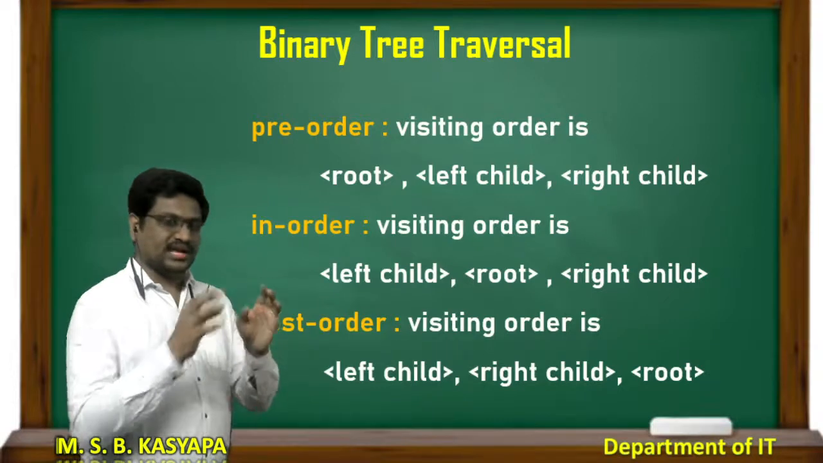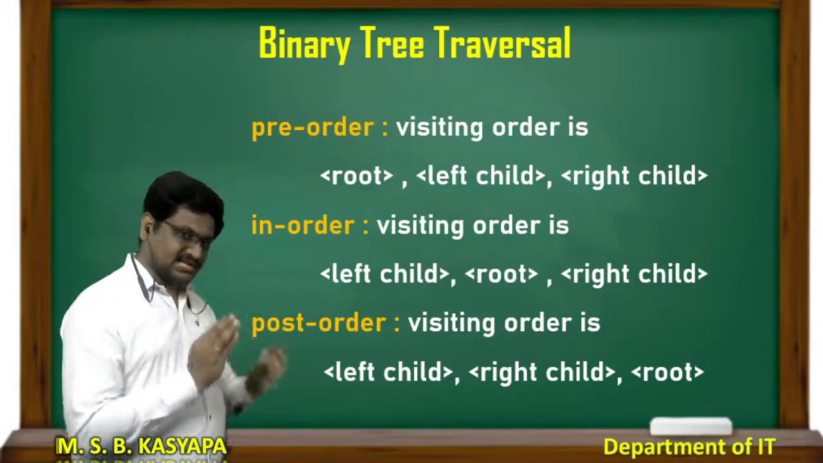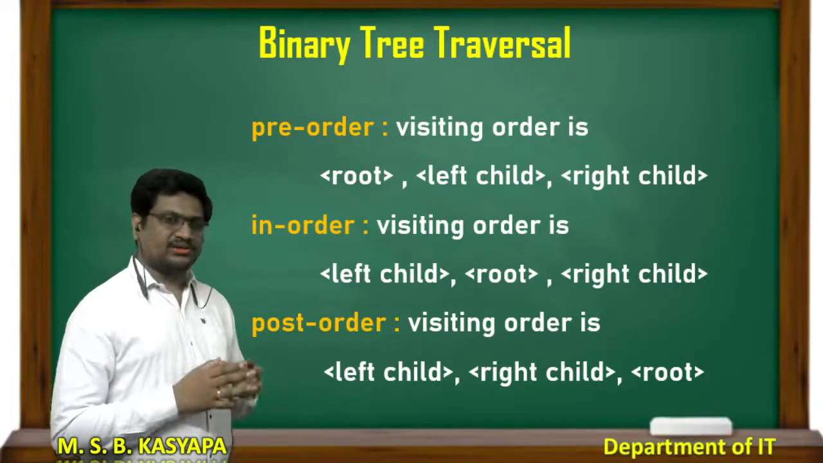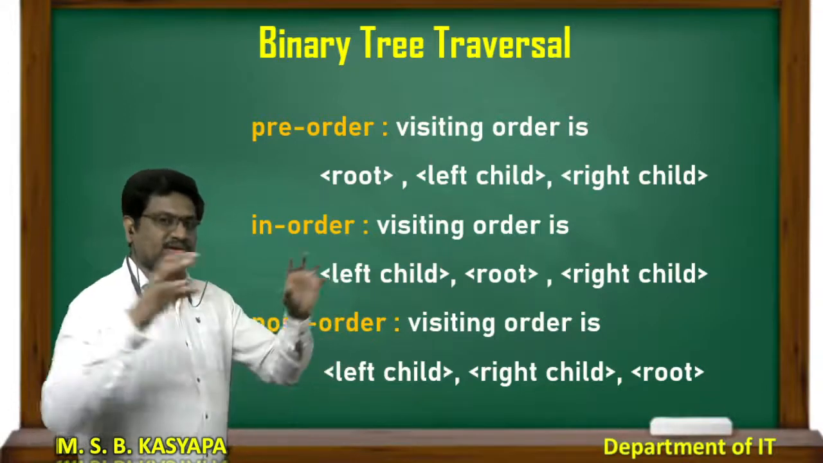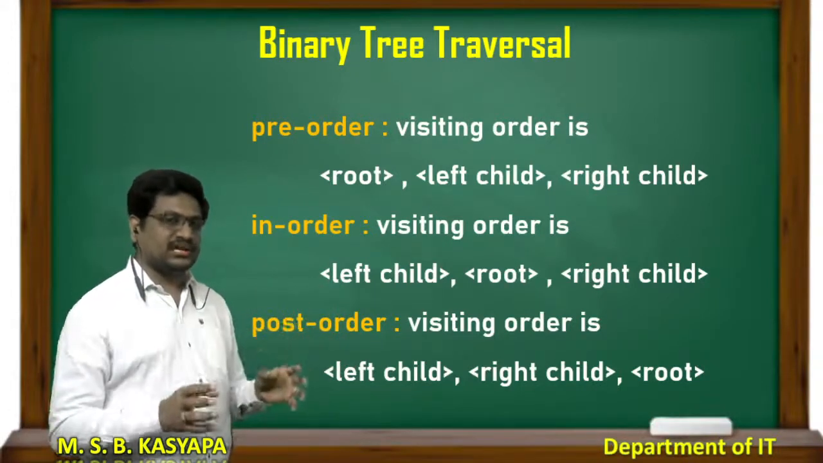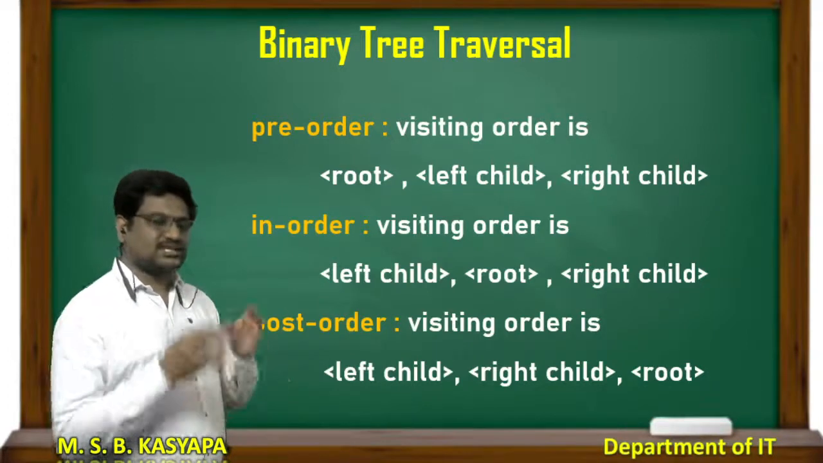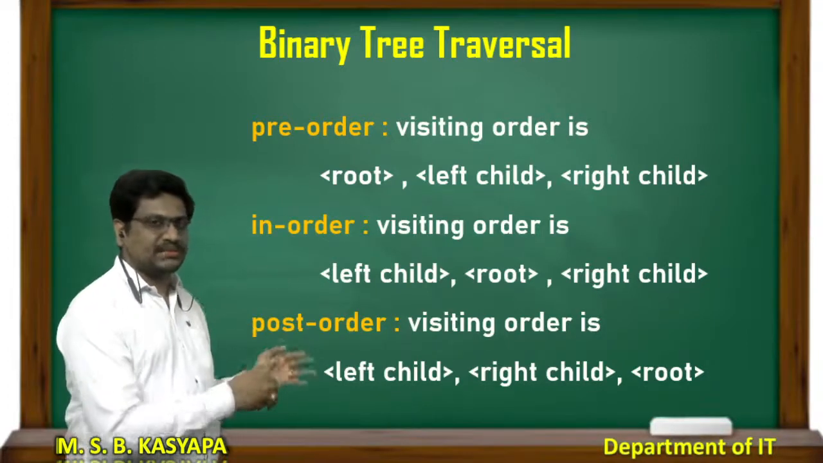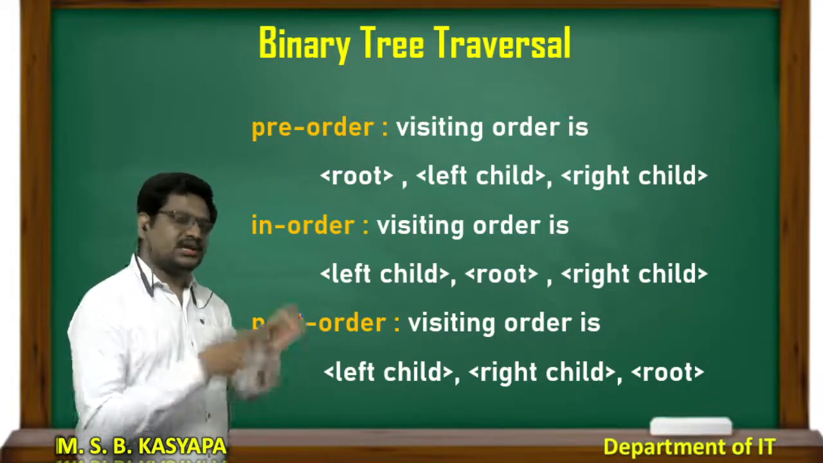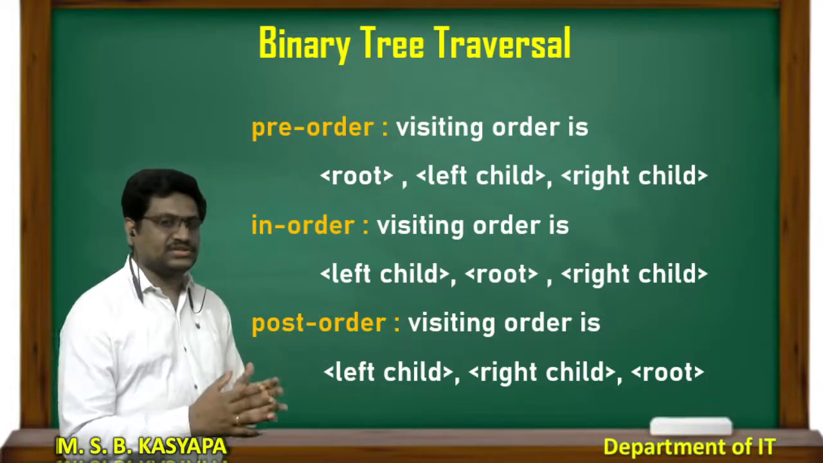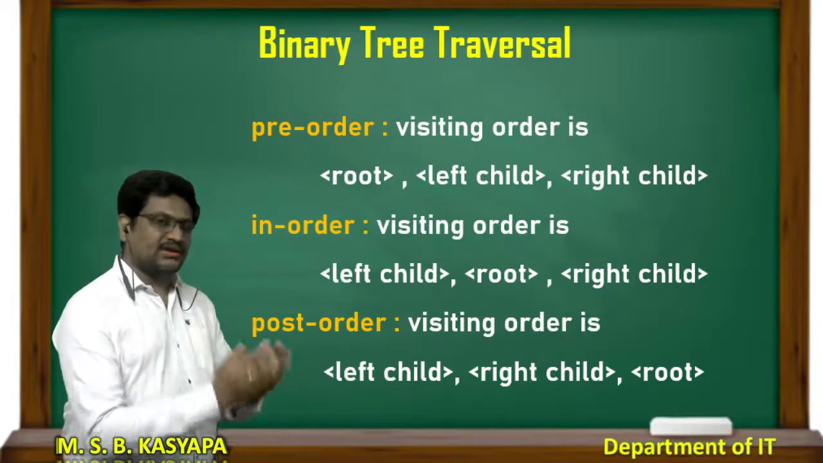Generally, if you take a node, every node is itself a root, and it has a left child and a right child. How we visit these three fields, in what order, depends upon the type of the traversal. In pre-order, first I will visit the root node, then I will visit the left subtree, after that I will visit the right child. In in-order, first I will visit the left child, then the root, then the right child. In post-order, first I will visit left, right and then root.